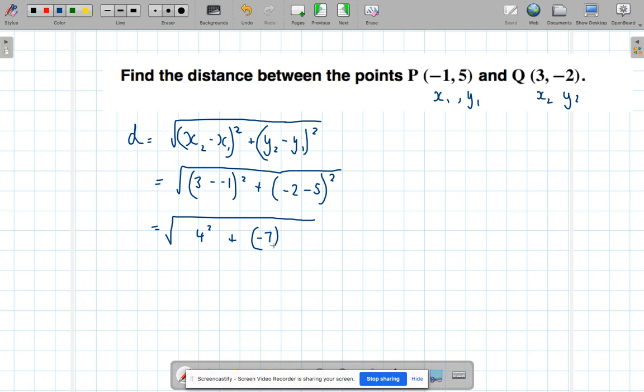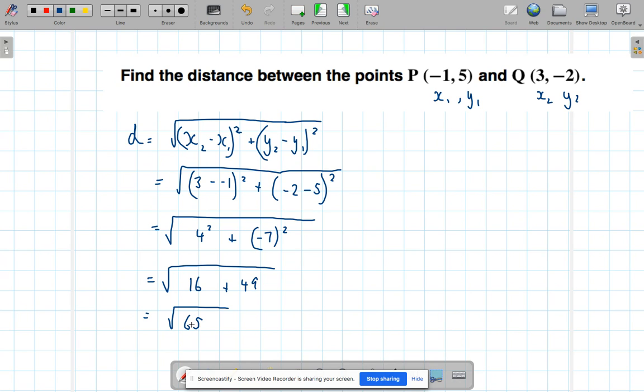Now make sure you bracket the negative 7. Okay, if you don't do that and you're working on your calculator, you can run into problems. So that's the square root of 16. Negative 7 is negative 7 times negative 7, which is positive 49, equals the square root of 65.